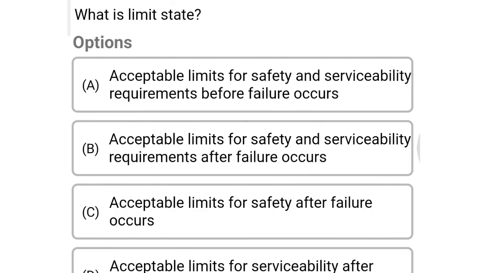So next question, what is the limit state? Option A acceptable limits for safety and serviceability requirement before the failure occurs. Option B acceptable limits for safety and serviceability requirements after failure occurs. Option C acceptable limits for safety after failure occurs. Option D acceptable limits for serviceability and failure occurs. So the correct answer is option A, acceptable limits for safety and serviceability requirements before failure occurs.